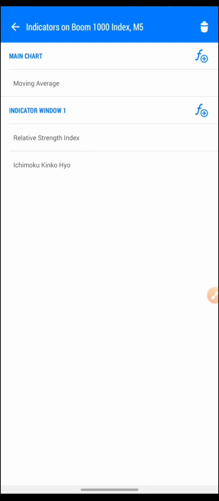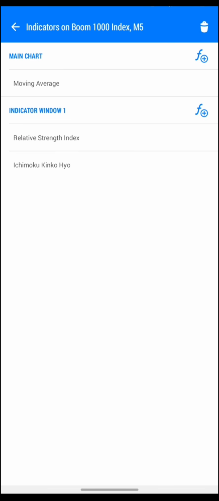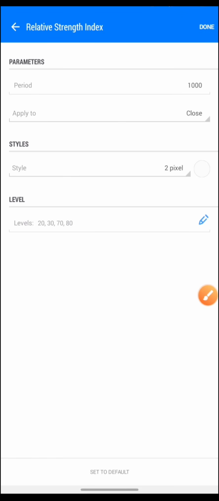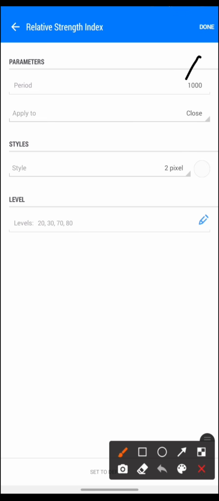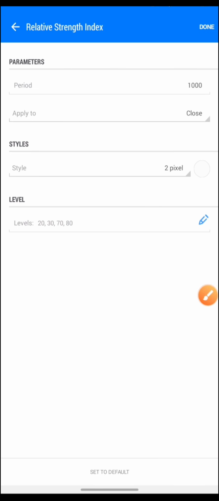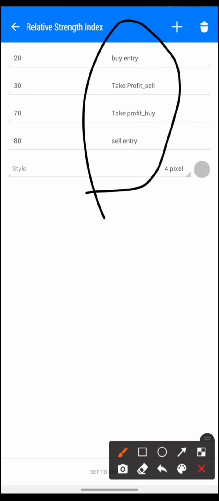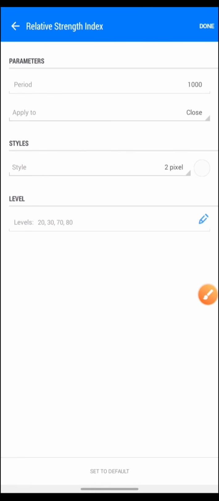Then on indicator window 1, we have the relative strength index, and then we have the Ichimoku. Okay, so let's start by putting our relative strength index. On the period you put 1000 close, and then for style you put 2 pixel, and then on levels you put 20, 30, 78. Okay, and then you write all this in the description. After you're done, you press done.